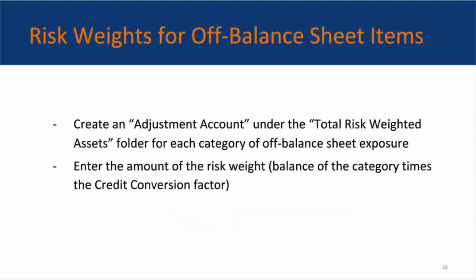The regulation specifies a number of different conversion factors. Now they're like risk weights, but the addition to risk-weighted assets is calculated by multiplying the amount of the contract or notional value times the conversion factor. It's easy to use an adjustment account to enter the addition to risk-weighted assets that Basel III requires.